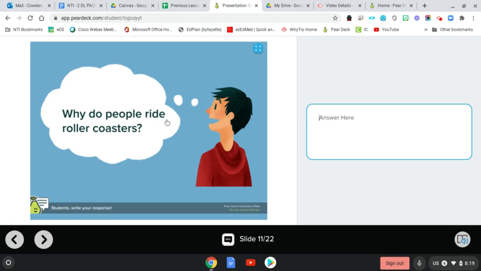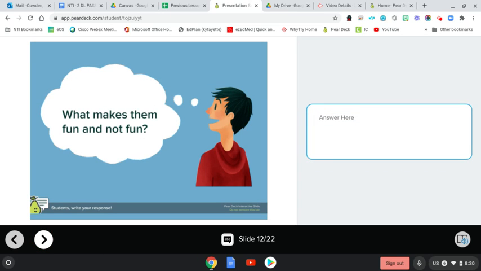So stop and think, why do people ride roller coasters? Why do we keep going back and getting on a roller coaster? Why do you like riding rides? I want you to put your answer right there. So for you, what makes them fun? If you don't like them, what makes them not fun? What do you not like about it?